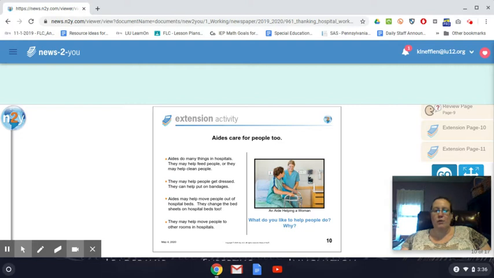Aides care for people too. Aides do many things in hospitals. They may help feed people, or they may help clean people. They may help people get dressed. They can help put on bandages. Aides may help move people out of hospital beds. They change the bed sheets on hospital beds too. They may help move people to other rooms in hospitals.